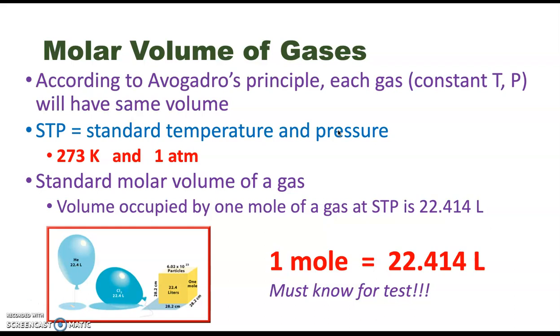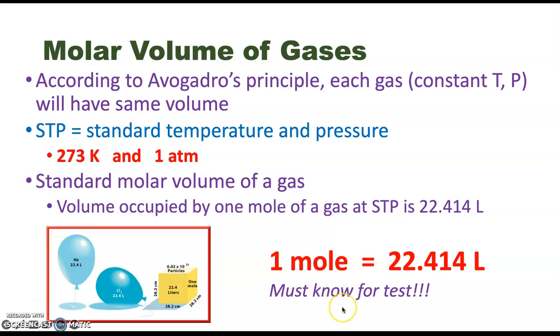The molar volume of a gas just says that any gas at standard temperature and pressure, which as you can see here is 273 Kelvin and 1 atmosphere, 1 mole of any gas at these conditions will have a volume of 22.414 liters. Doesn't matter what type of gas. You can see here we have helium, chlorine, carbon dioxide, oxygen, it doesn't matter. They'll all have essentially the same volume, or very, very close to it, so we just go with this number.